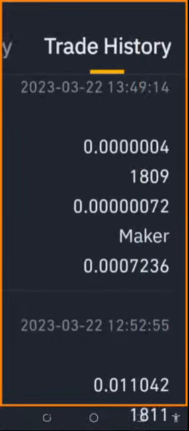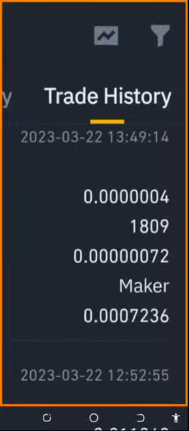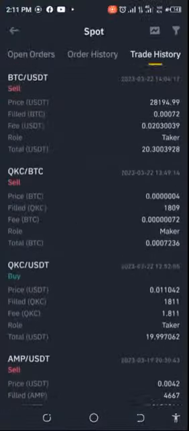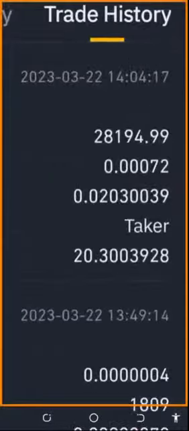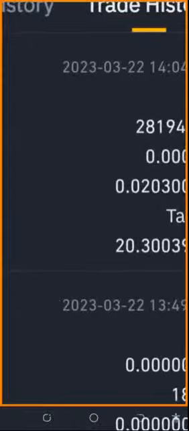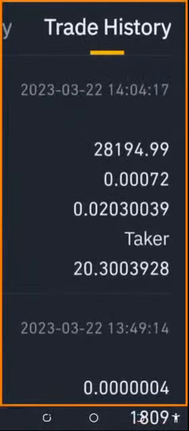Okay, so then after that, we sold that amount. We sold it to BTC and we got 1809. Then we sold our BTC to get, we actually got 20.30. Interesting. We got 20.30. But don't forget that they will take out fees. I'm just wondering why they're not taking out any fees.